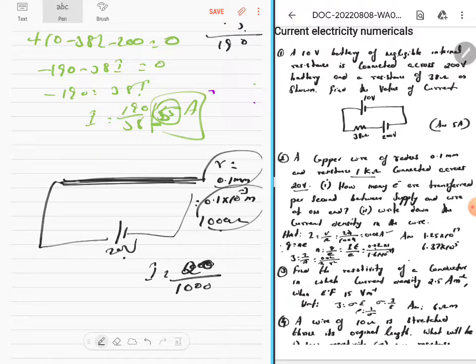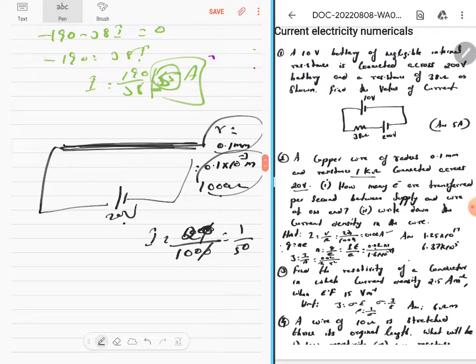How many electrons are transferred? No. The internal resistance of the battery is not even there. So I is equal to 20 by 1000, so it's 1 by 50. That is the value of the current. Are they asking for the value of the current? No, find how many electrons are transferred.